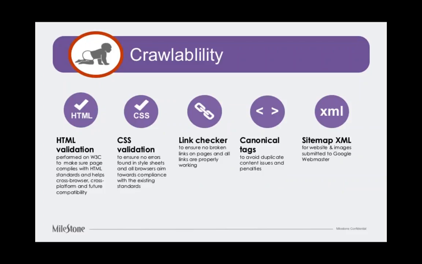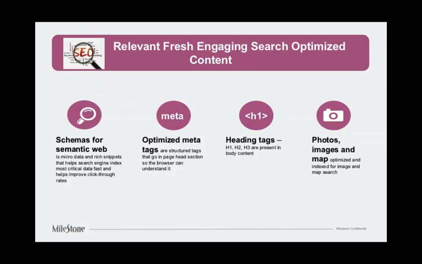Easier crawlability is another factor that affects conversion on your website. Your users cannot book on a website that they can't find on search engines. So make friends with search engines by allowing their bots to crawl your website. Apart from HTML and CSS validations, check for broken links and canonical tags to avoid any duplicate content issues and penalties.